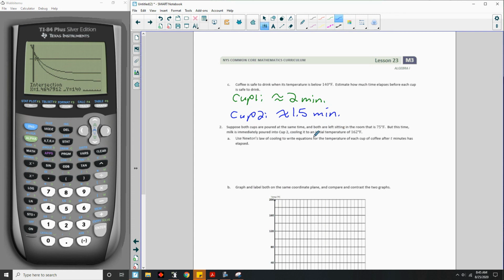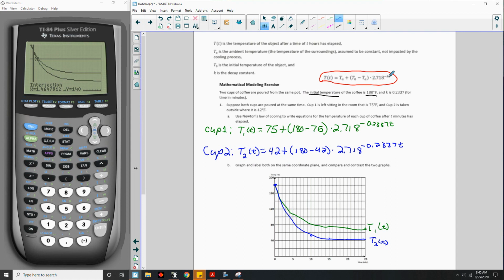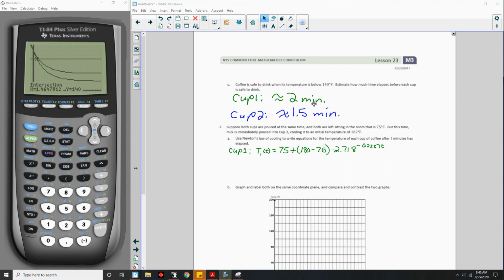A says to use Newton's law of cooling to write equations for the temperatures of each cup of coffee after t minutes has elapsed. So I'm just going to go back, and this is the equation we're going to use. Cup 1 doesn't change, so I'm just going to copy this equation. Okay, so there's cup 1. T sub 1 of t equals 75 plus 180 minus 75 times that 2.718 to the power of negative 0.2337 t. All right, so this one I'm going to do in purple, and this would be cup 2. This is with milk. The milk cooled it to an initial temperature of 162.